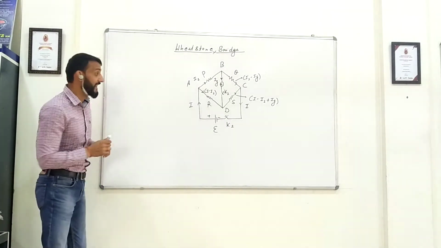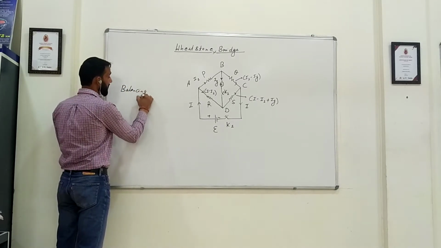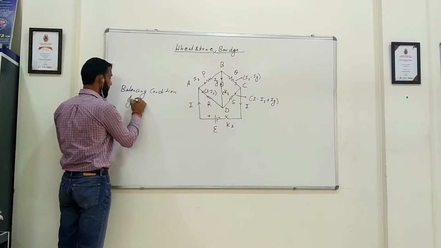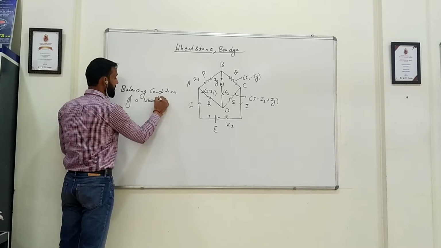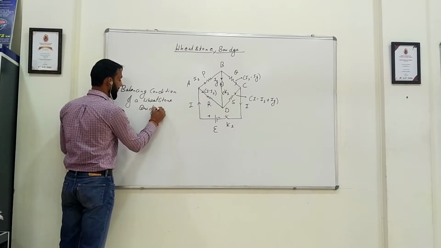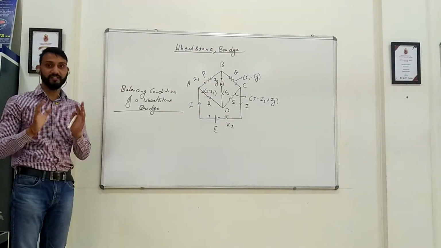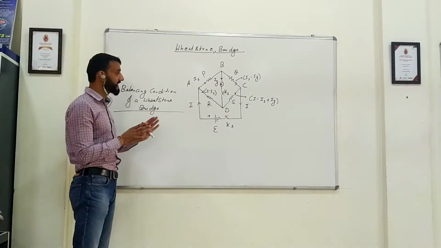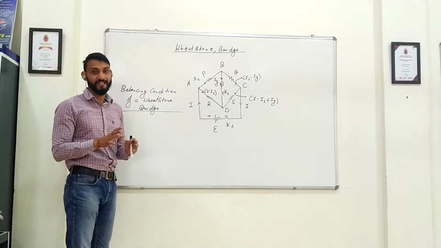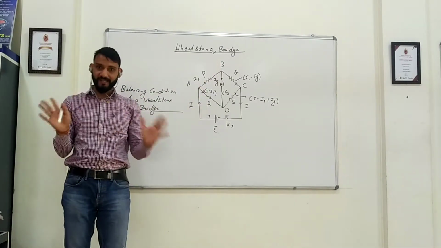Now there is something called the balancing condition of a Wheatstone bridge. According to this balancing condition, the four resistors which are put up in the form of a bridge are put up in such a way that the galvanometer does not deflect.